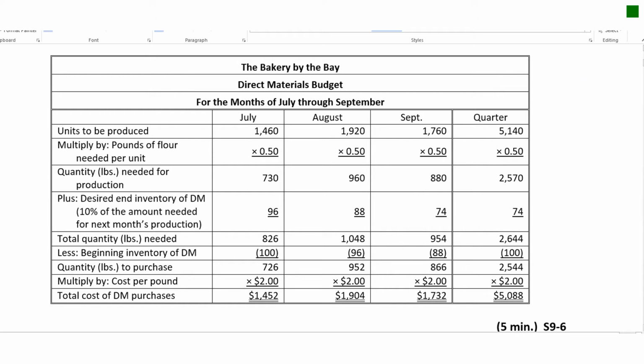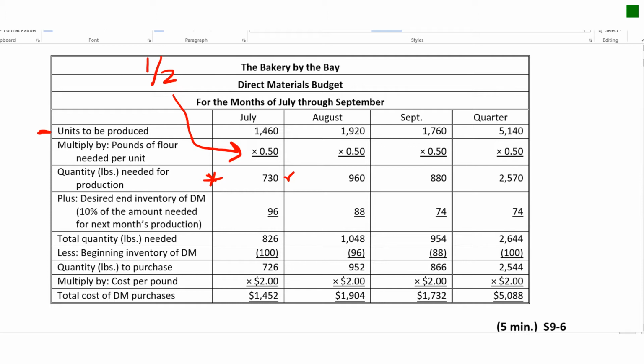Okay, so as you can see in this schedule, again, notice the very top part of the schedule, you start with your production units. Those are already given for you for each of the months. And then notice it was that 1/2 pound of flour. They're presenting this as 0.5, that means a half. You're going to multiply that by your production. You do that for each month. Once you do that, that gives you what they say, that's the quantity needed for each production. So if we're in July, we need 730.